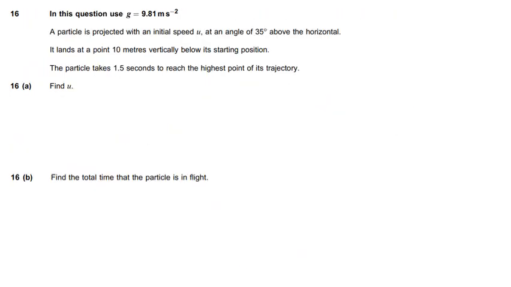Right, question 16. The particle is projected with an initial speed u at an angle 35 degrees above the horizontal. It lands at 10 meters vertically below its starting position, and it takes 1.5 seconds to reach its highest point. This is a very classic mechanics problem with projectiles. So it's going up like this, arcing through this parabola, and then it's ending up 10 meters below where it started. And we know at the top of its flight takes 1.5 seconds, and this angle here is 35 degrees. So find u first of all.